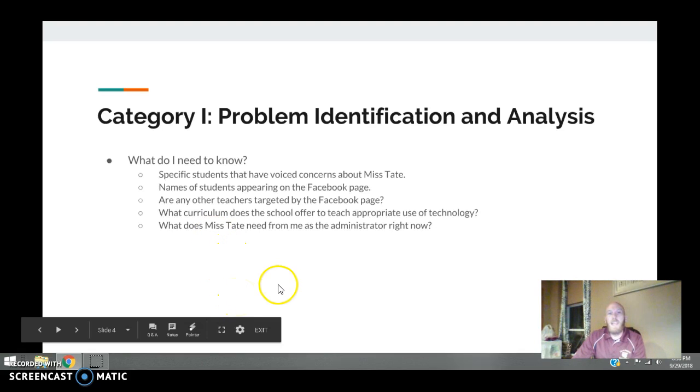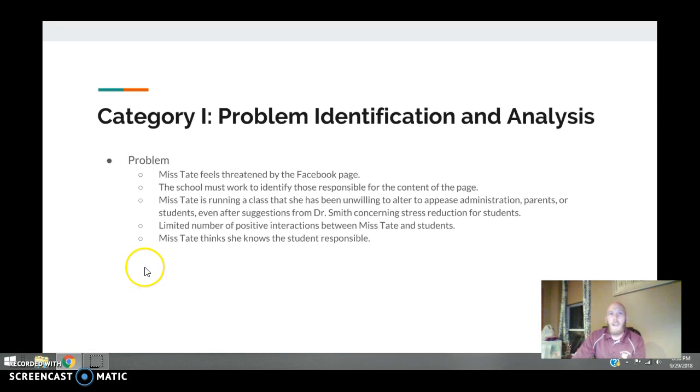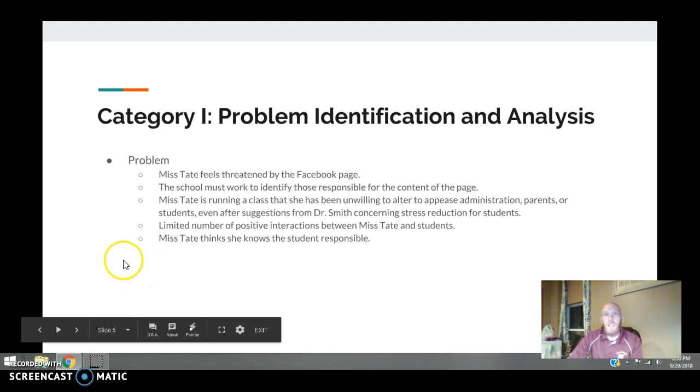And what is the problem? The problem is that Ms. Tate feels threatened by the Facebook page. The school must work on stress reduction for students. There are a limited number of positive interactions between Ms. Tate and her students. This is also an issue. Ms. Tate thinks she knows who is responsible.